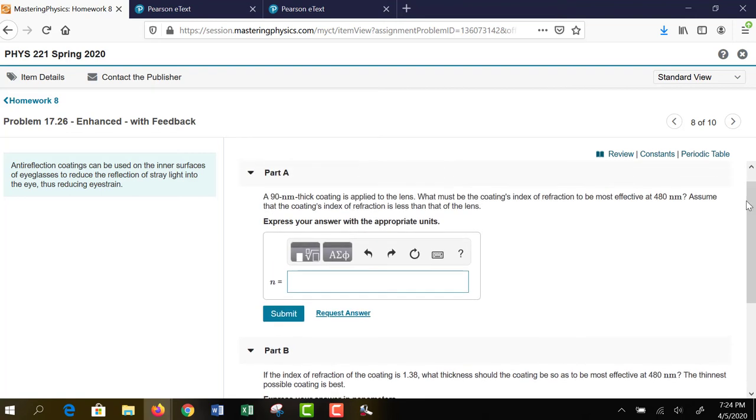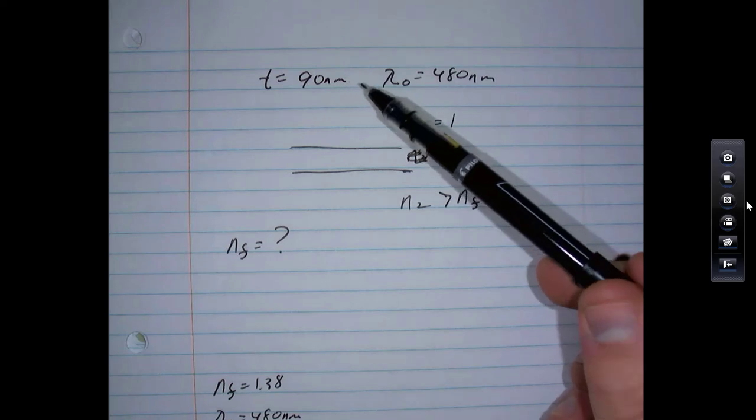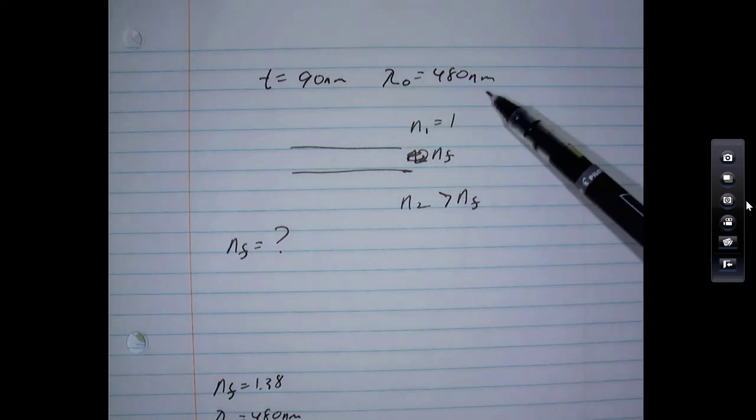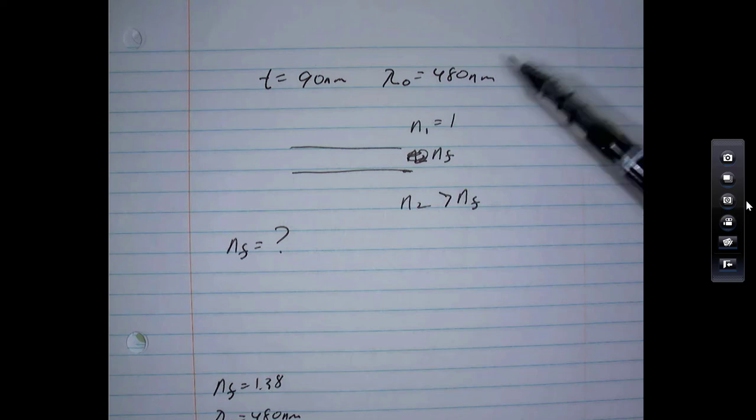Okay, so let's write this all down. It's really similar to the last one. It's just now we have destructive interference because we're trying to kill off the reflective ray. So they give you the thickness, 90 nanometers. We want to have destructive interference for this wavelength of light.